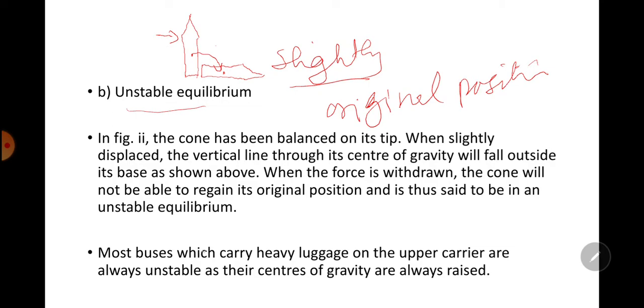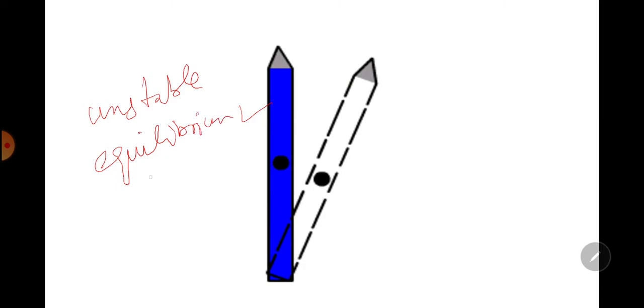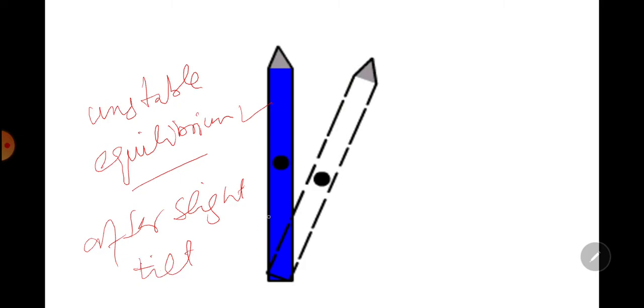Most buses which carry heavy luggage on the top carrier are always unstable as their center of gravity is always raised. For example, if you can see this diagram, this pencil is in the state of unstable equilibrium because after a slight tilt, it does not regain its original position.